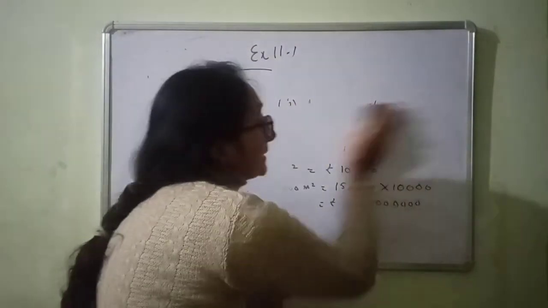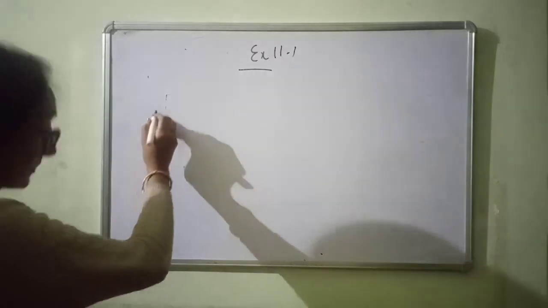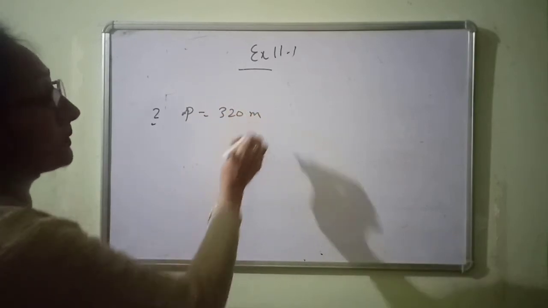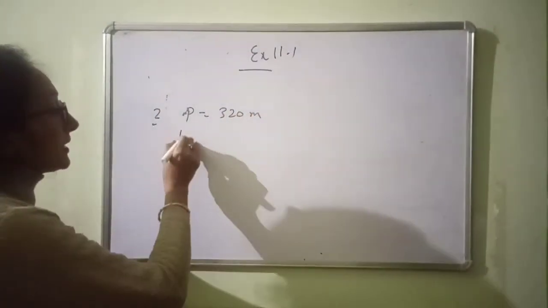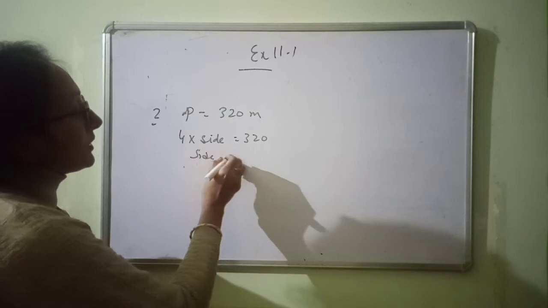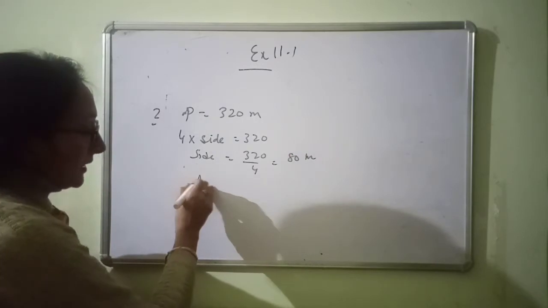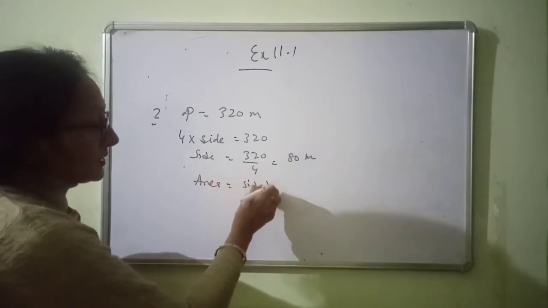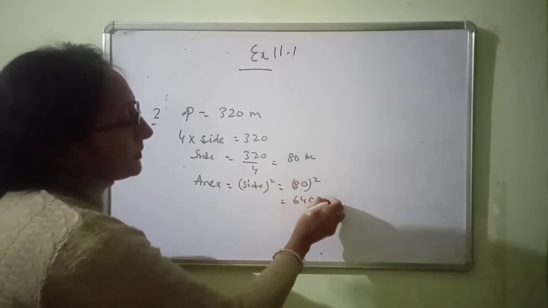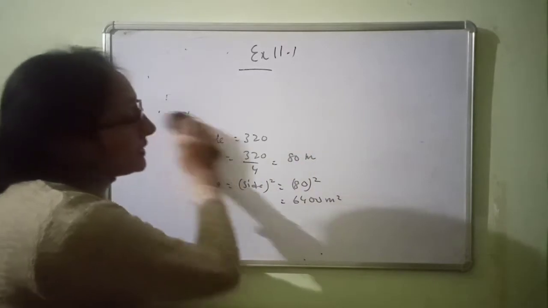Now we will move to the next question, number 2. Find the area of a square park whose perimeter is given. Here perimeter is given 320 meter. It is a square park. You know that perimeter of a square is 4 into side. This is equal to 320. So we will find the side of the square, that is 320 upon 4, 80 meters. Now we will find area. Area of a square is side into side, or side square. 80 square is equal to 8 8 6400 meter square. You should know that the unit of area is meter square and unit of perimeter is meter.